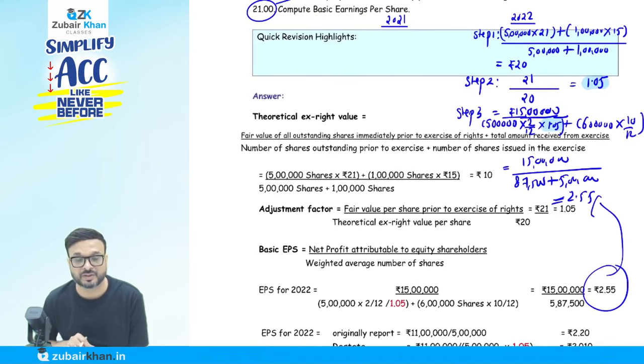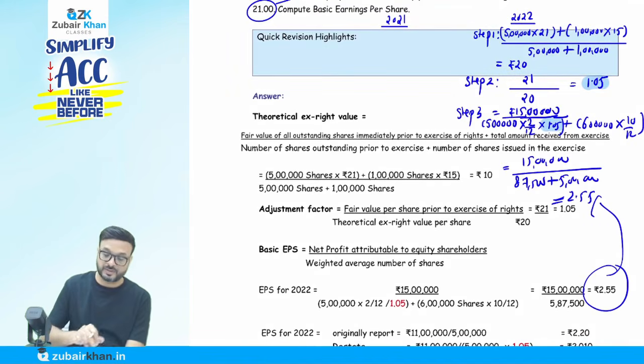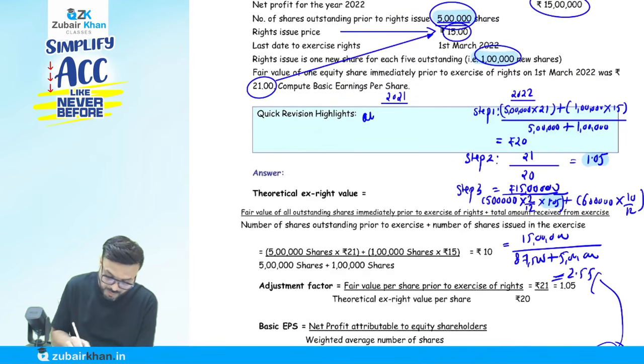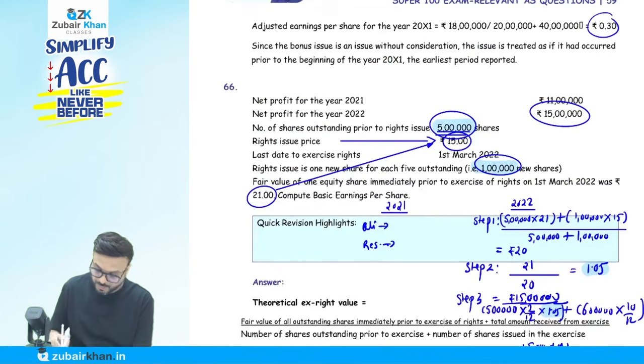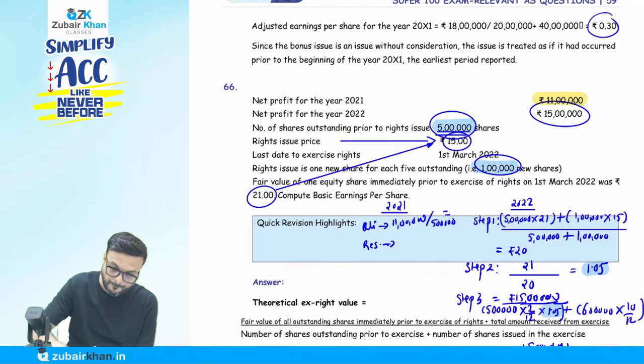This is how we calculate. So just remember these 3 steps. They also tell us to calculate the previous year, the original and the restated. So what was the original that year? Previous year profit was 11 lakh, and the number of shares outstanding was 5 lakh. 11 lakh profit divided by 5 lakh shares. How much will it come? That is coming 2.2.